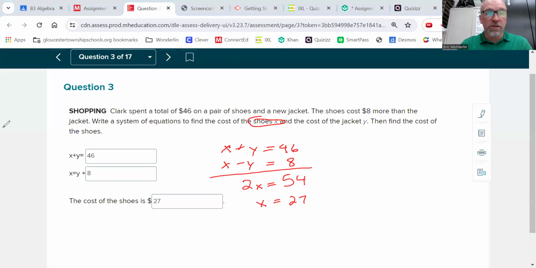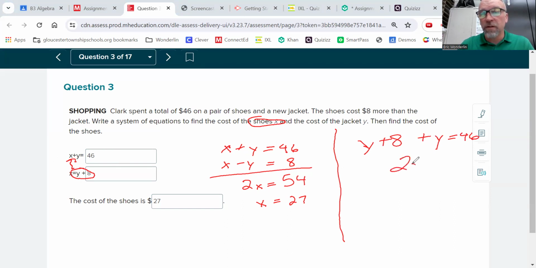I watched you. You take this y plus 8, this is going to be really sloppy, and put it in place of x. So over here, I'll do it the second way. So y plus 8 substitutes in for x. There's another y already part of the equation, equals 46. Combine the y's, and while I'm at it, I'll subtract the 8. So 2y is equal to 38. Divide by 2, and y is equal to 19. That's y. That's jacket. I need shoes.